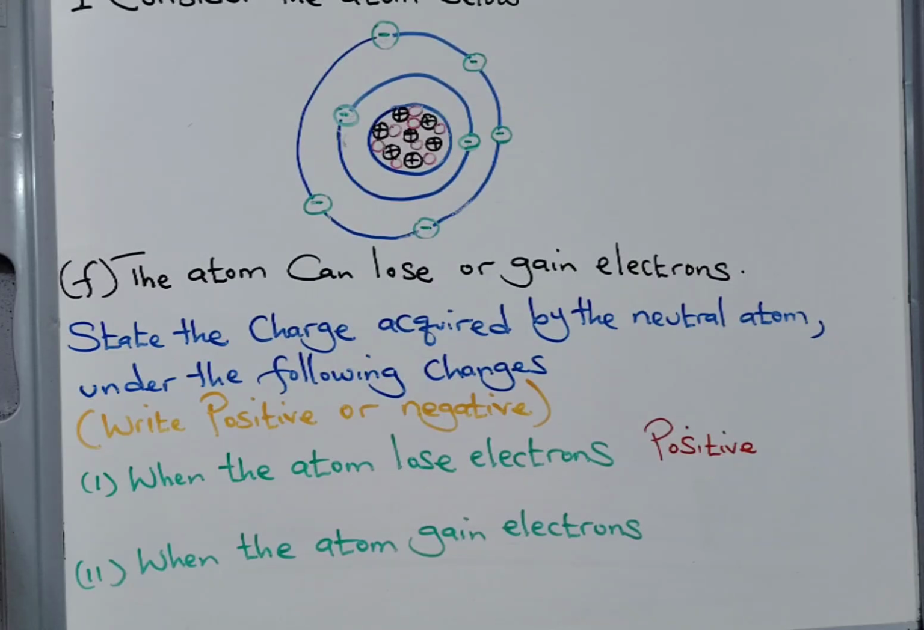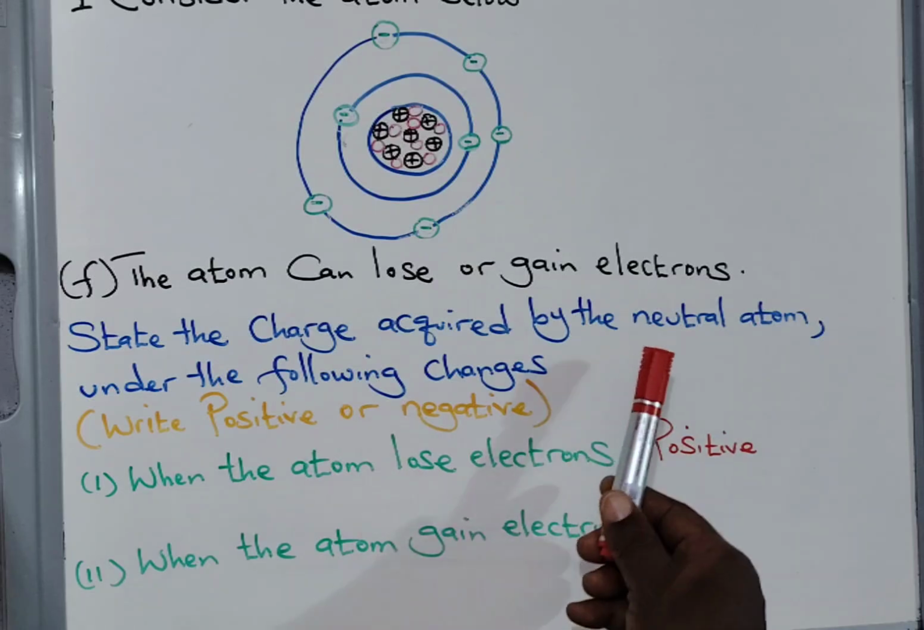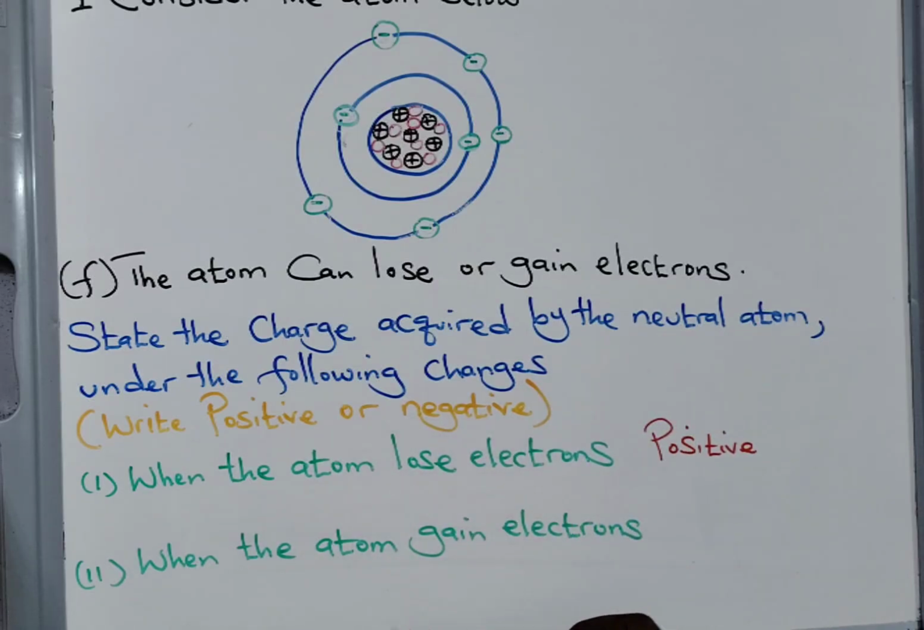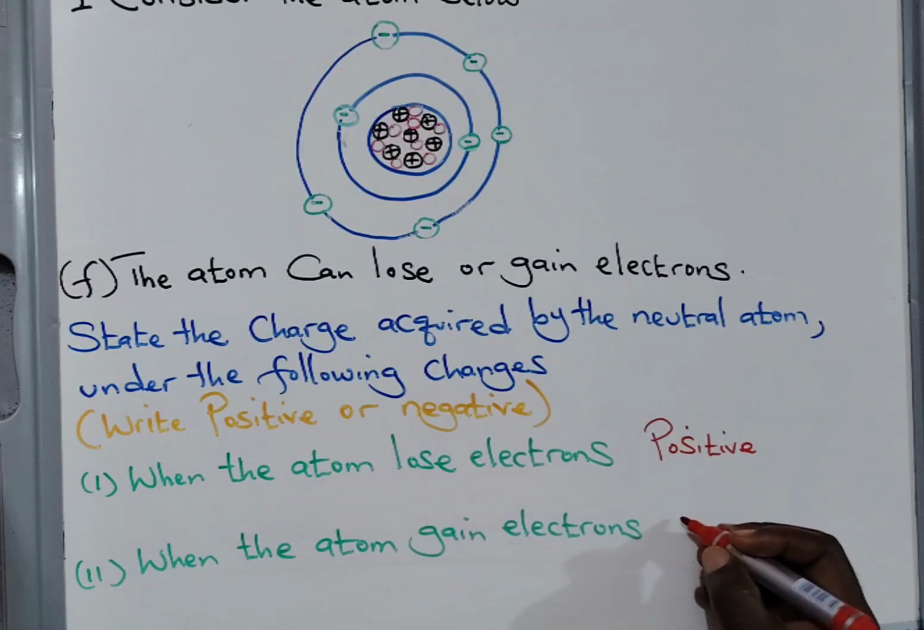Then we come to this one. When the atom gains electrons. If it's neutral and gains electrons, it becomes what? It becomes negatively charged. So the answer is negative.